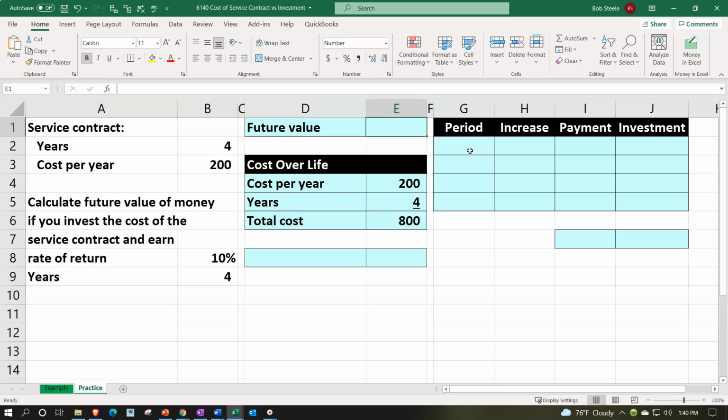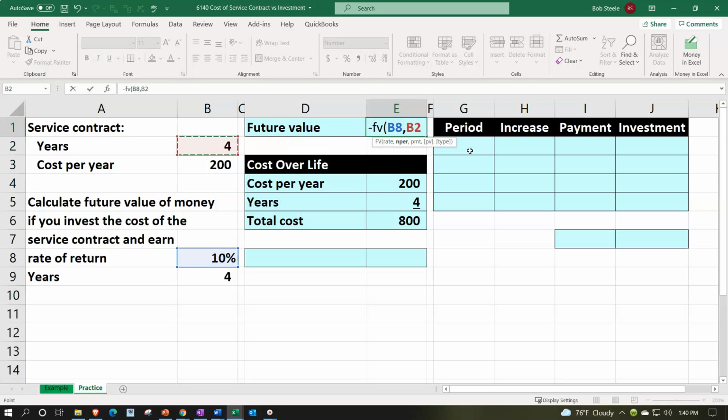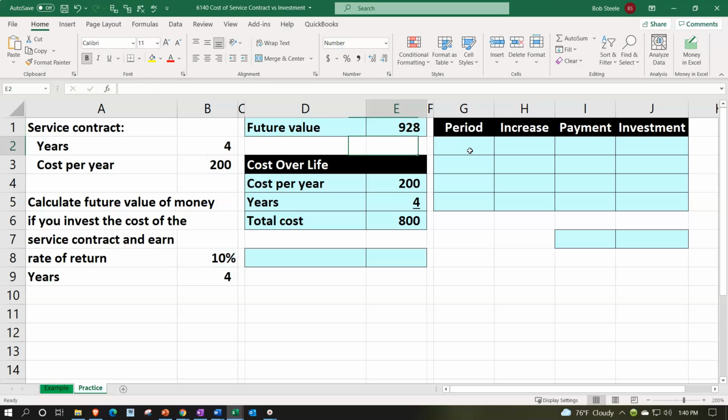So future value calculations, I'm going to do it a bit quicker than I would if we were focusing just on these types of time value of money calculations. So we're going to say negative future value, negative in order to flip the sign, brackets, and we'll pick up the rate, which is going to be the 10%, comma, and we're going to say number of periods. The number of periods we'll say is 4 for 4 years, and then comma, the payment is going to be $200 paid each year. That's going to give us our future value. We should then be at the 928.